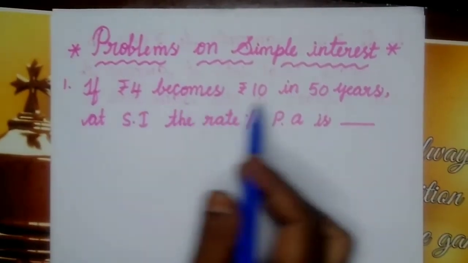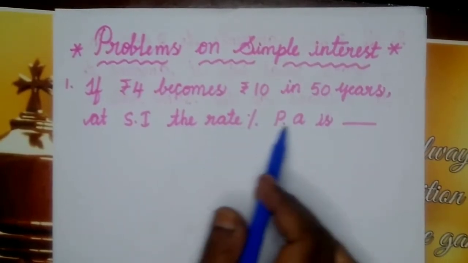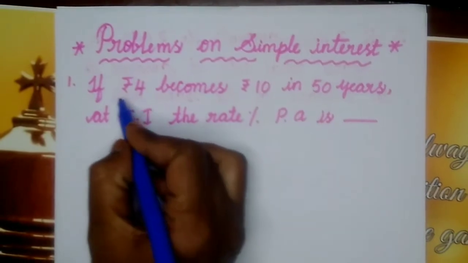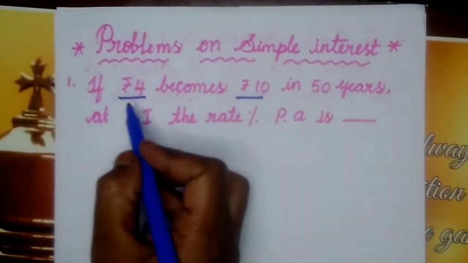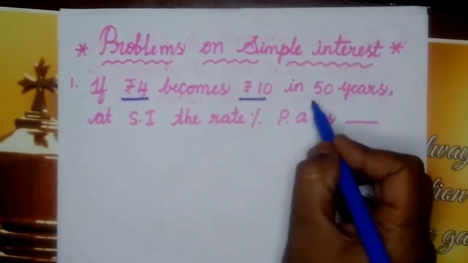If rupees 4 becomes 10 in 50 years at simple interest, the rate percentage per annum is? Here we have to underline what is given. So 4 rupees becomes 10 rupees. What's the initial amount here? 4 rupees. It becomes 10 rupees after how many years? 50 years.